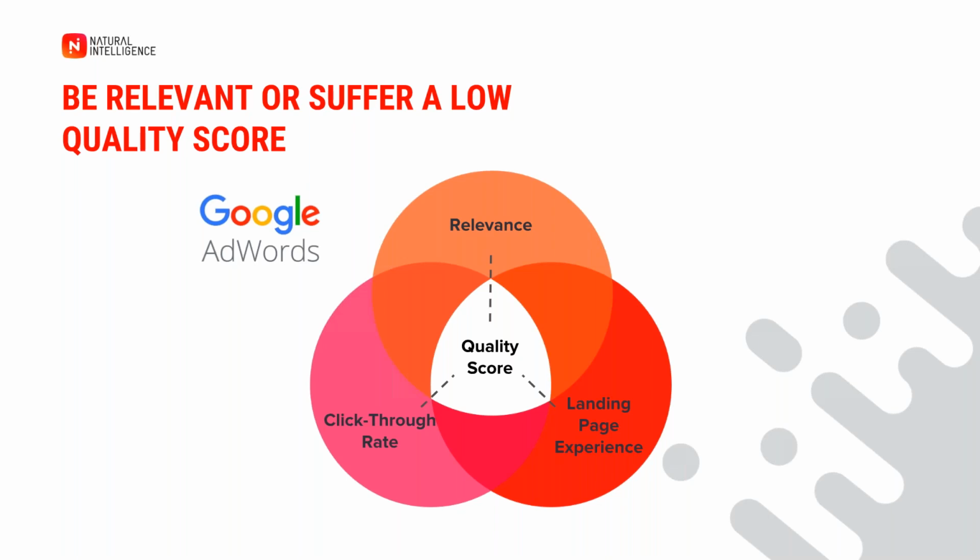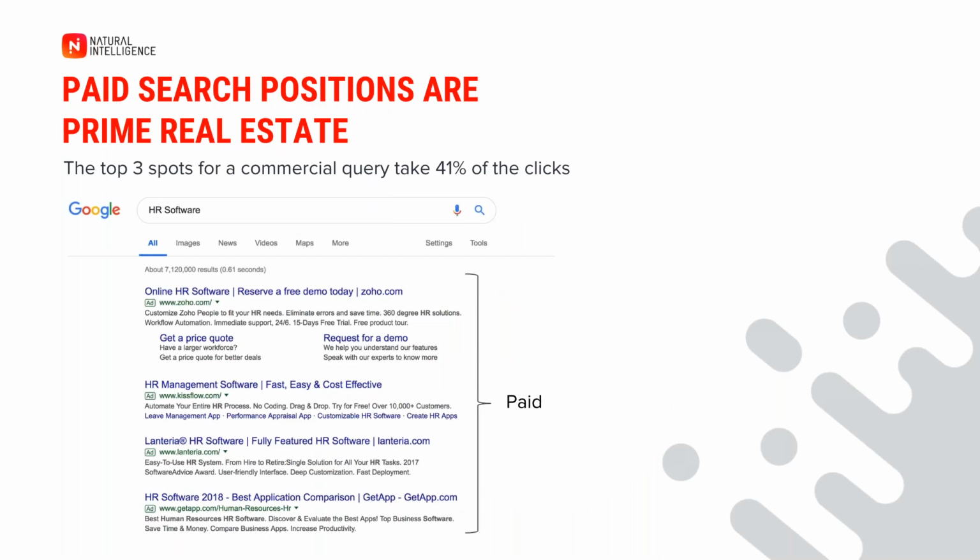Number two is, paid search positions are very, very significant on the screen. The top 3 spots for a commercial query take up 41% of the clicks. If you look at this particular page, it's particularly egregious because the organic results don't even show up. They're below the fold. So you've only got paid results here. And again, about half the users are only in the first 3 positions.